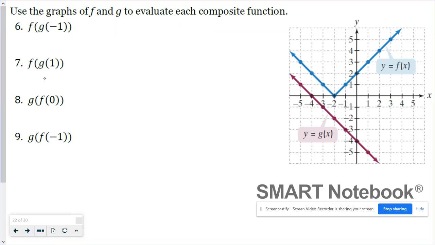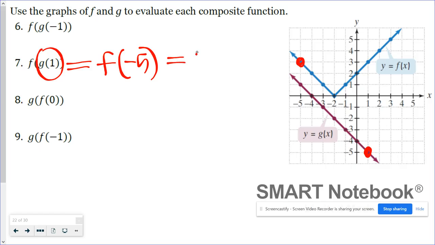So number 7, start on the inside, g of 1. Okay, function g is in red. Find that point. Here it is. So g of 1 is negative 5. So now this is f of negative 5. Find it on the graph. F is in blue. So f of negative 5 is right here. And it corresponds to a y value of 3. So 3 is my answer.